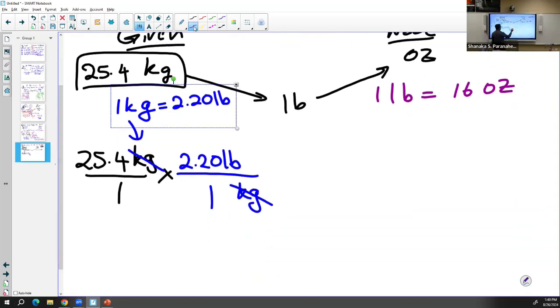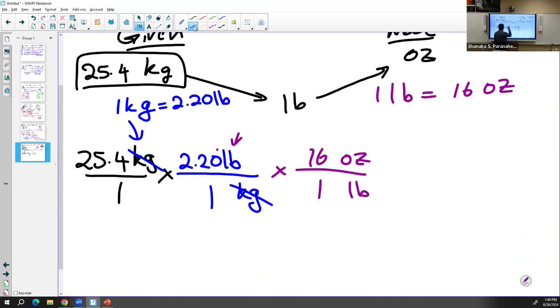The next factor converts LB, the existing unit, into ounces. So the LB value is 1, so it's going to be the denominator. Ounces have 16, so it's the numerator.